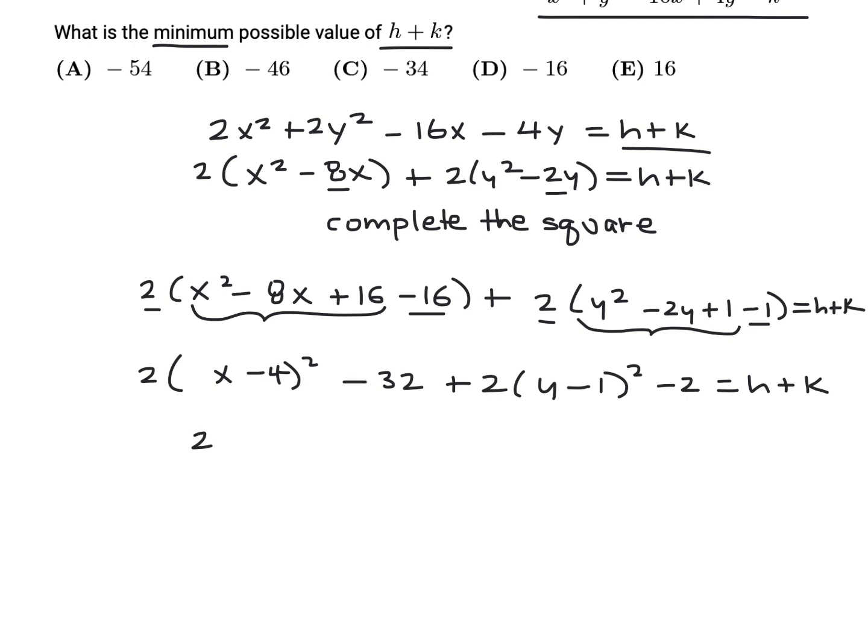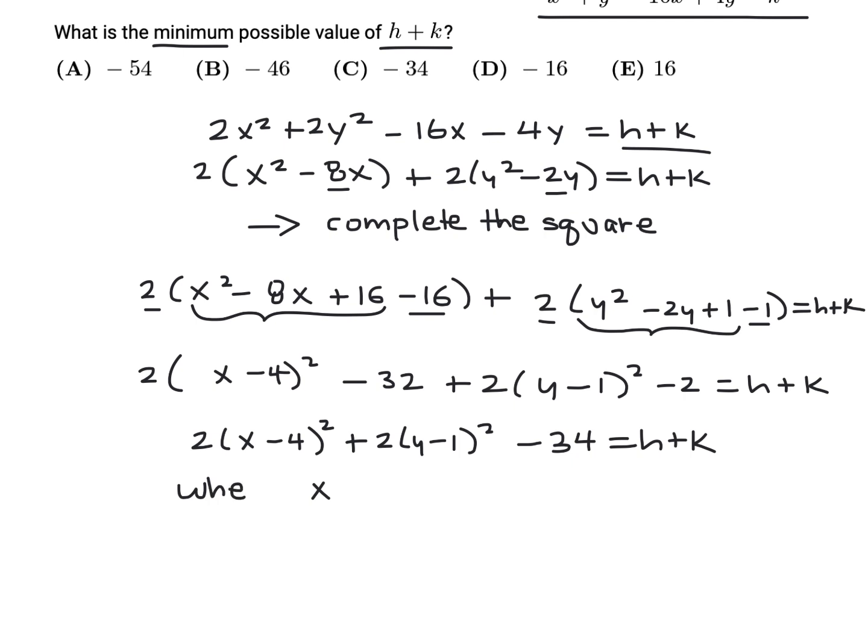And now we have 2 times (x minus 4) all squared plus 2 times (y minus 1) all squared, and minus 34 is equal to h plus k. Okay, so now watch what happens. The magic of completing the square.